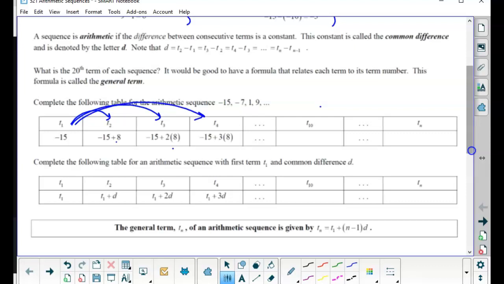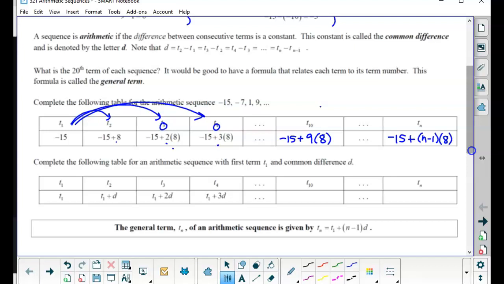So take a look. The end value here is 4. Term 4 has 3 8s added on to the first term. This term 3 has 2 8s added on. So T10 will be negative 15 plus 9 8s added on. Okay? And then Tn will be negative 15 plus n minus 1 times 8. It's always 1 less than the term number. And that really gives you your general term. We'd want to simplify it, but that's what you would get.